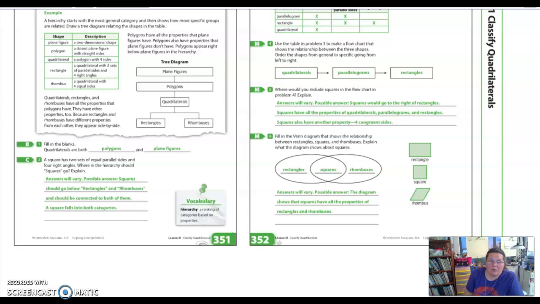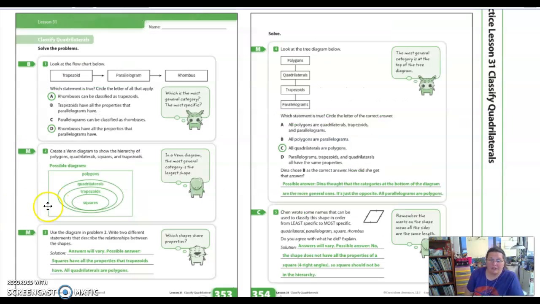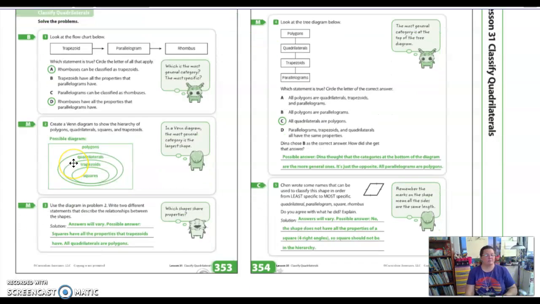Please turn in your workbook to page 353. Number 1, look at the flow chart. We have trapezoids, parallelogram, rhombus. Which statement is true? Circle the letter of all that apply. I know that during the school year, the word all often got many of you. It was easily overlooked since it's a little word, but you should have circled both A and D.